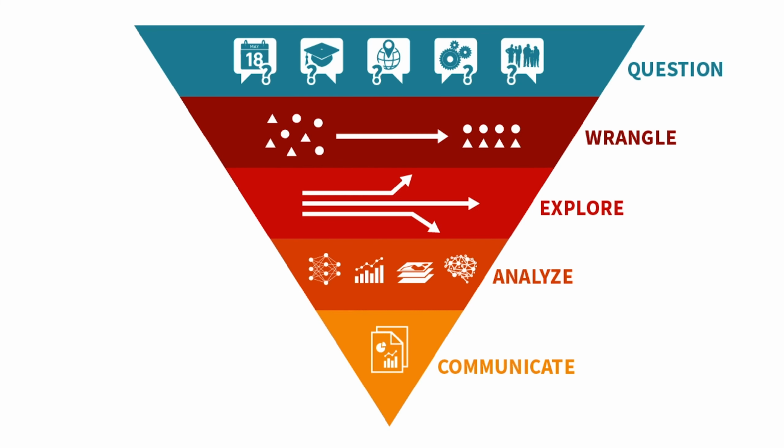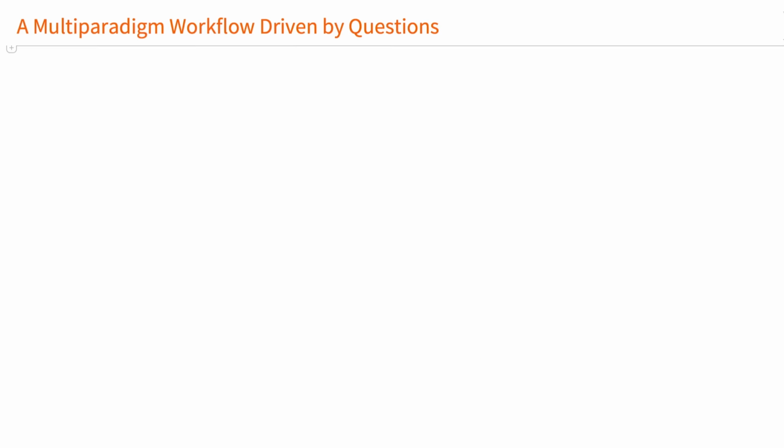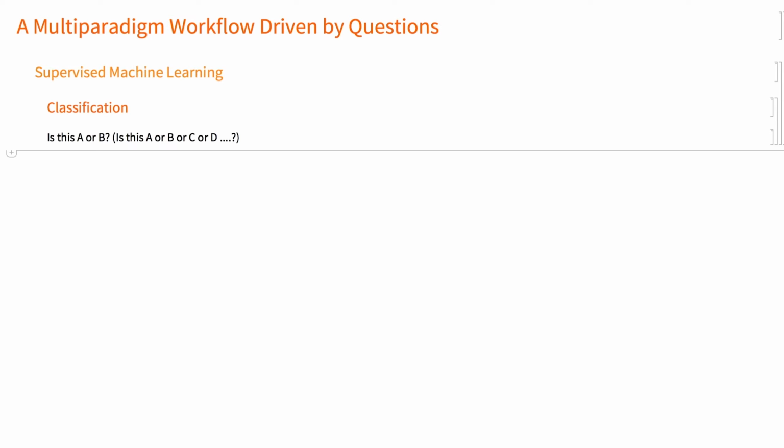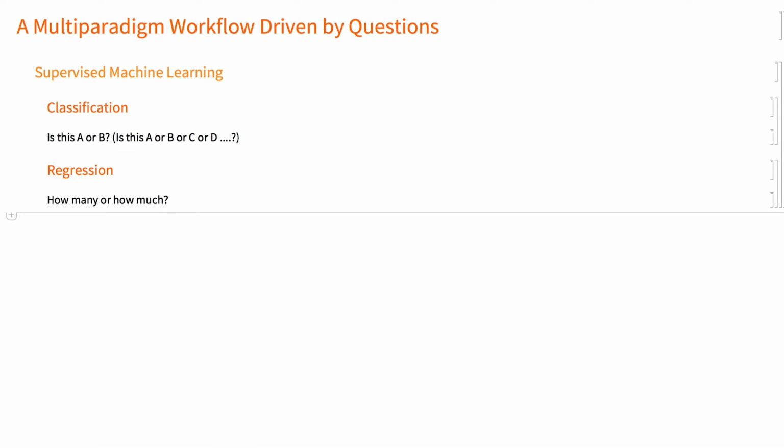We started the course with the central idea of developing a multiparadigm project workflow, incorporating ideas, algorithms, and techniques from across disciplines at different stages of the workflow to ensure it aims to answer data-driven questions. We've already looked at machine learning superfunctions like Classify and Predict to answer classification questions like is this A or B, or regression questions like how many or how much.